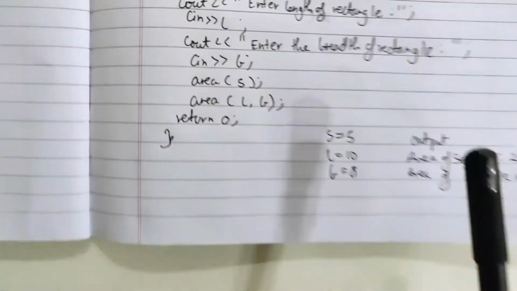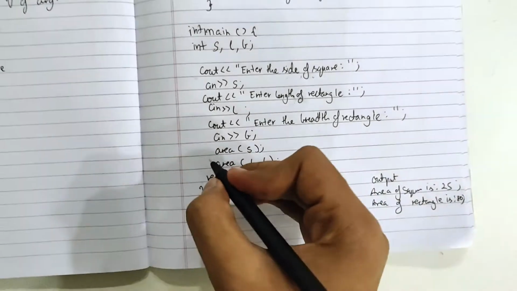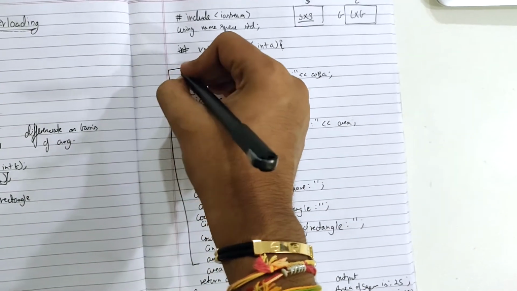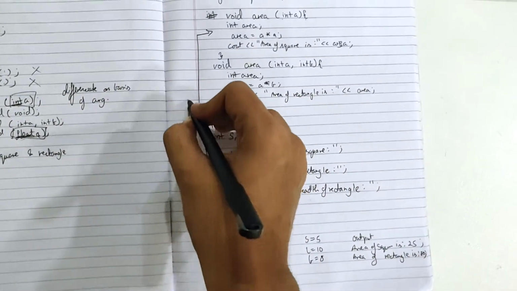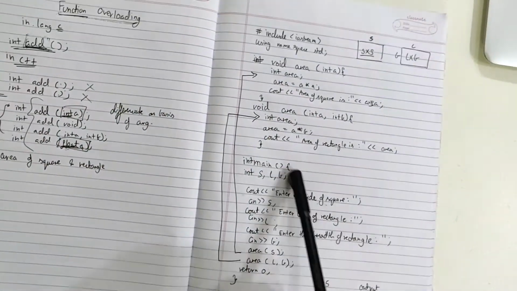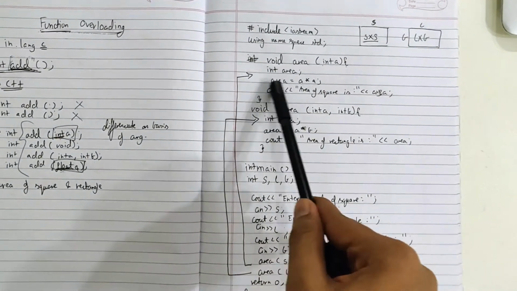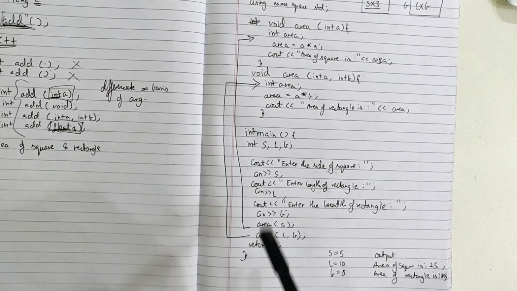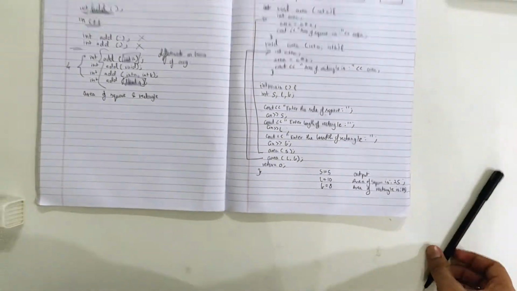So when we call area, on the basis of arguments, this one will automatically understand that there is only one argument and go to this one, and this one will understand that there are two arguments or two parameters and go to this one. It is simple, and then it prints. The cout statements are given in the same function. Instead of returning it by using int and then printing it in the int main, I've simply printed it in the same function. So this is function overloading.